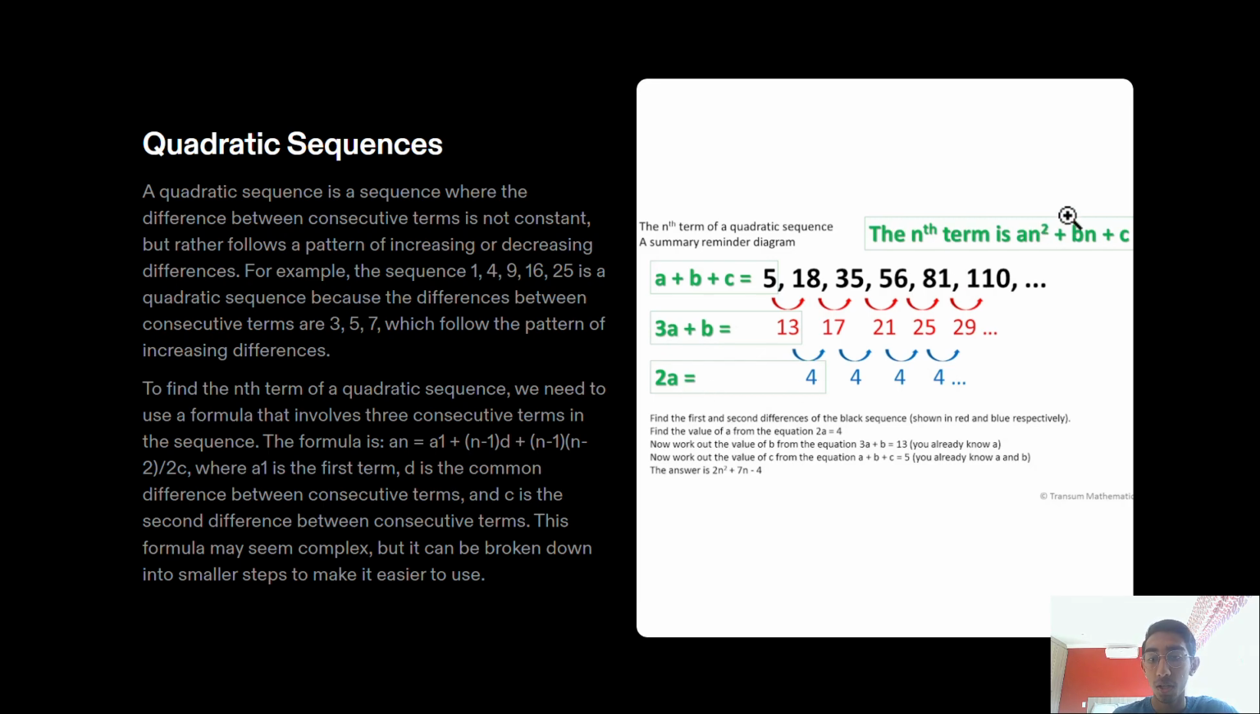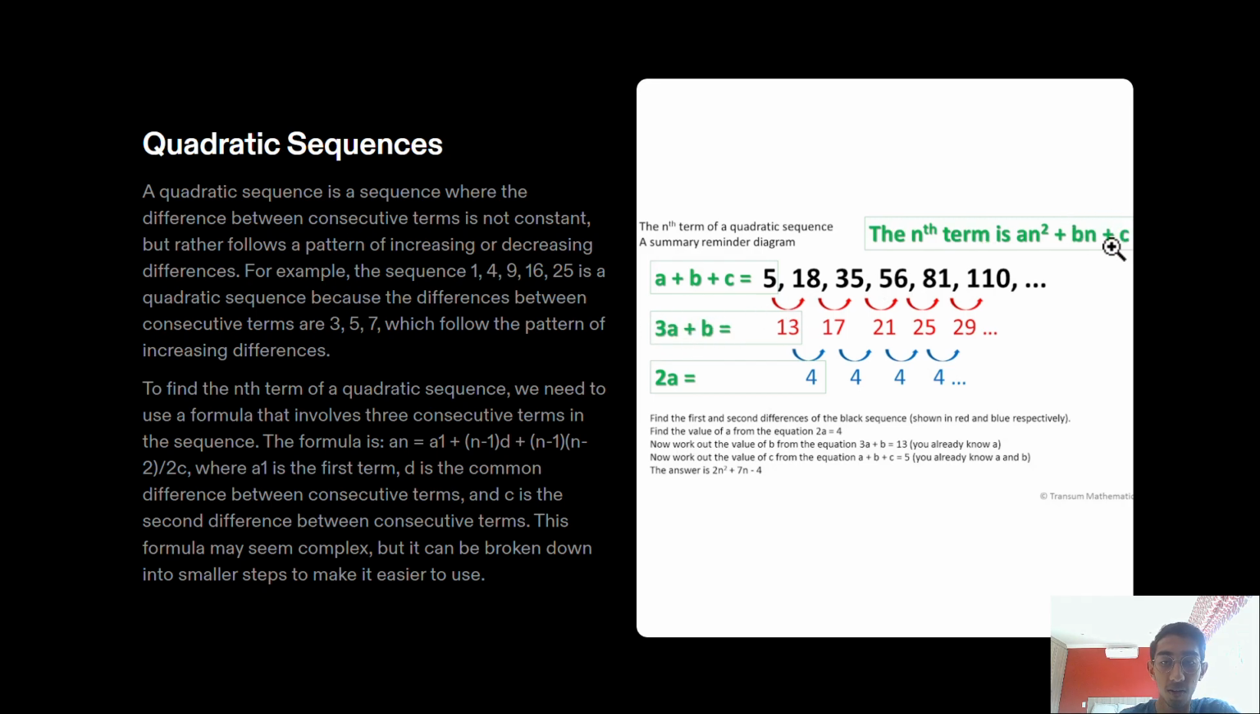So now, using this here with an squared plus bn plus c, we have our value for a, and now we need to figure out b and c. Now we take the difference between our first term and our second term, and that's always equal to 3a plus b. Now, having just figured out what a is from here, we can then rearrange this equation to figure out what b is equal to. Now we've got our value for b.